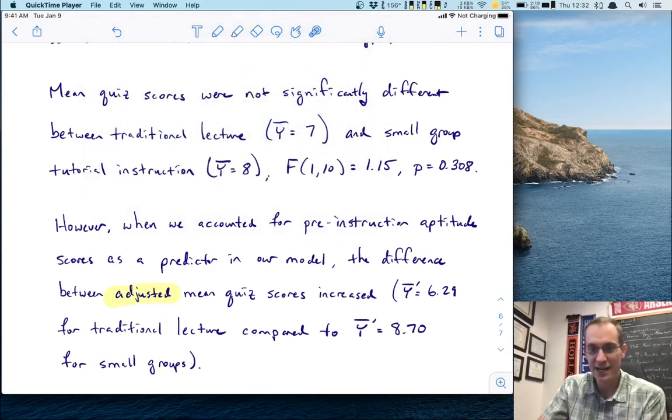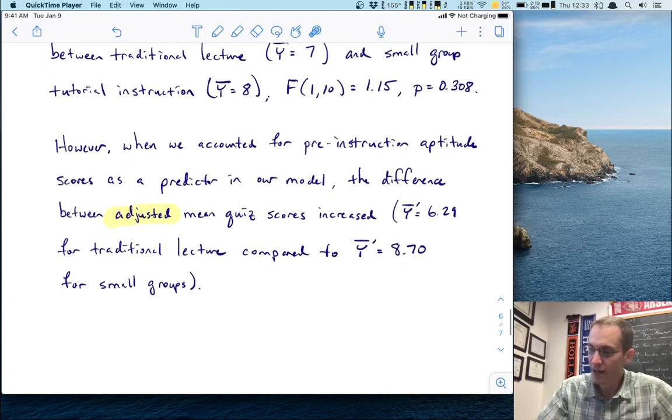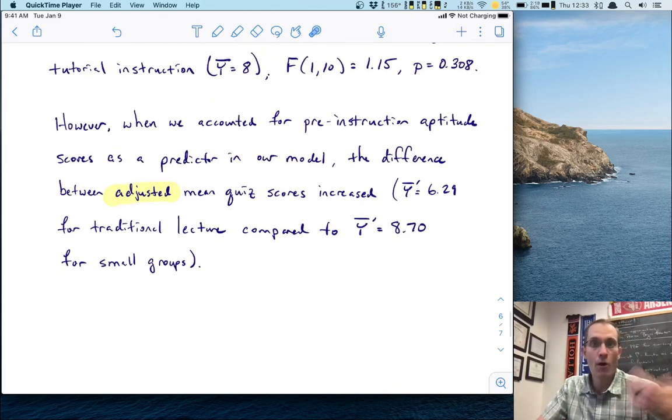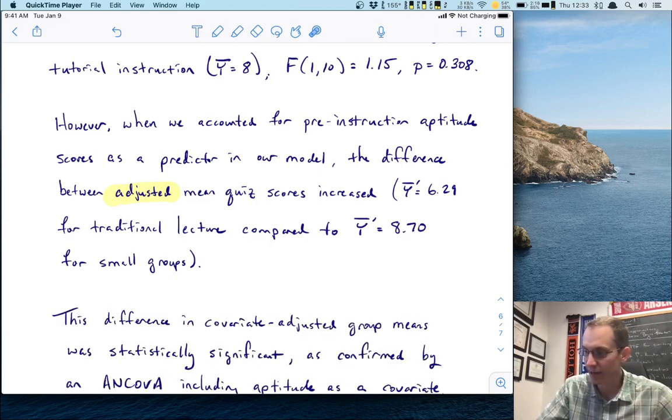And in parentheses, I say that it was 6.29 for the traditional lecture compared to 8.70 for the small groups. So you can see we took a difference of 7 versus 8 and expanded it to a difference of 6.29 versus 8.70. Okay, that's the part where we computed the adjusted mean scores. Now we need to back that up statistically. So this is the ANCOVA.